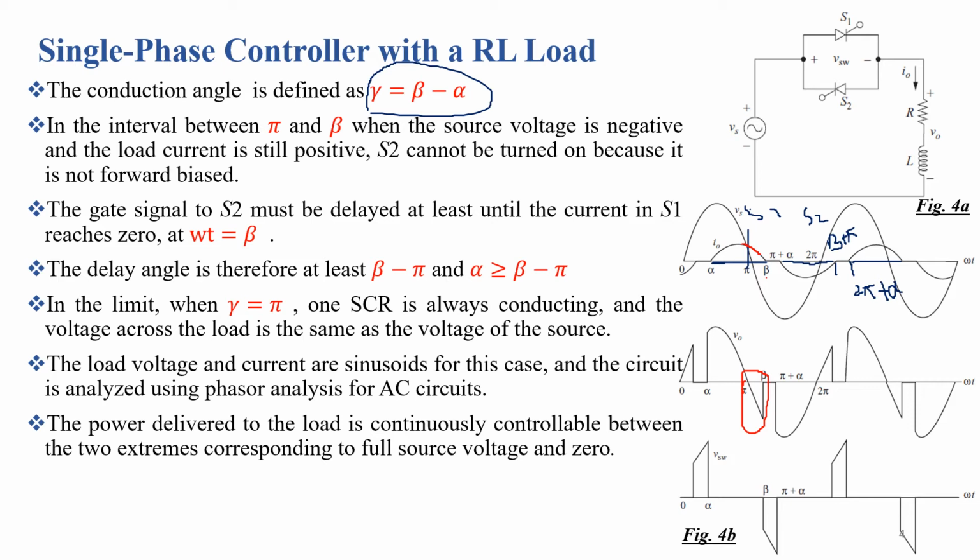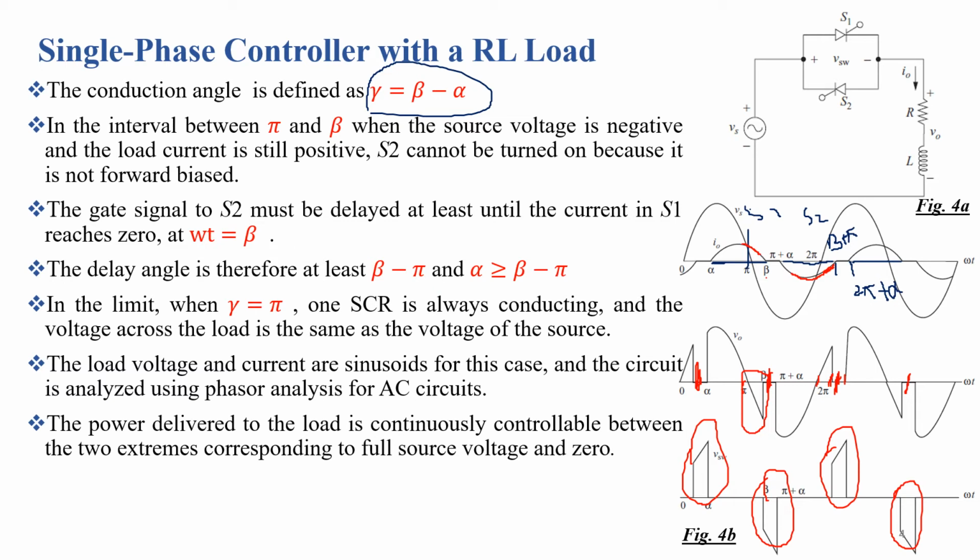Likewise for the interval 2 pi to beta plus pi, at omega t equal to 2 pi, the source reverses its direction and S2 is still conducting, and S1 is not turned on. Why? The load current is still flowing, although it is in the opposite direction, but it is not equal to 0. So at omega t equal to beta plus pi, the output current becomes 0, and after that we can trigger S1. So we can say that for all these intervals, both the SCRs are in the blocking mode, and we get these voltages across the SCRs.